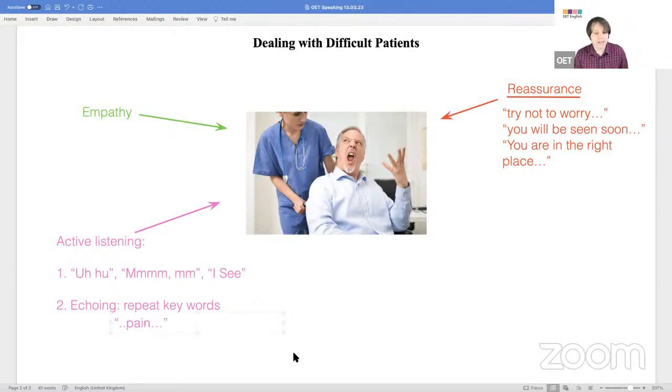And Deanna, this is a great, using these two together, right? Some reassurance, some active listening, and empathy. We're now on the right track for actually dealing with this quite well. There are many other things we can do, though.